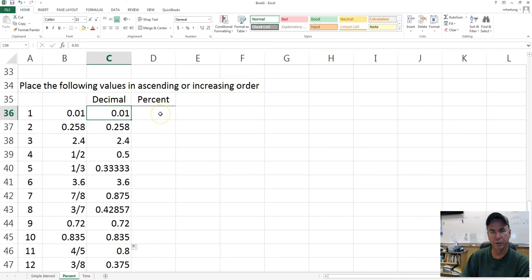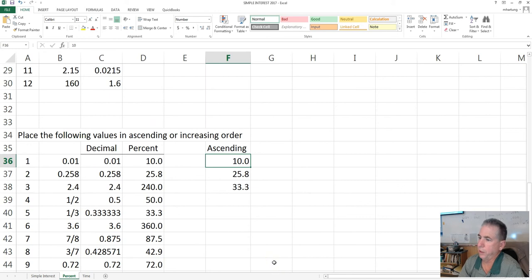Decimal to percent. Multiply times 100, or simply move the decimal place two places to the right. So 0.01 is going to become 10%. Well, that was just a tiny bit embarrassing. It is not 10. It should be 1. Not 10. Sorry about that. I'm getting too old and too tired.